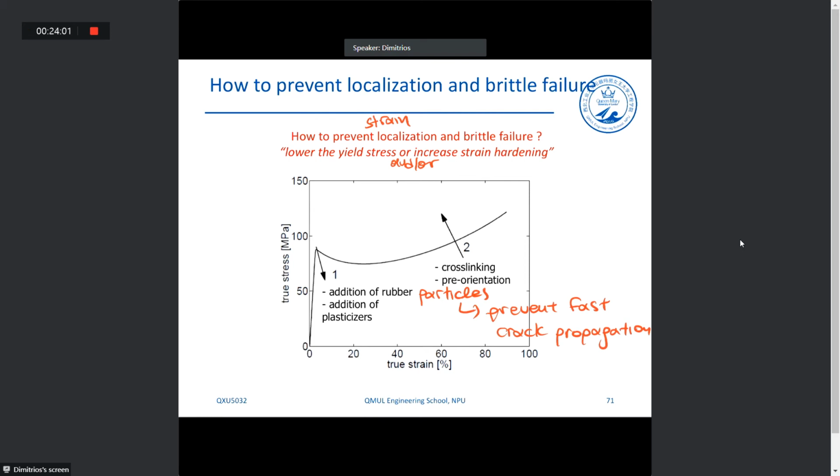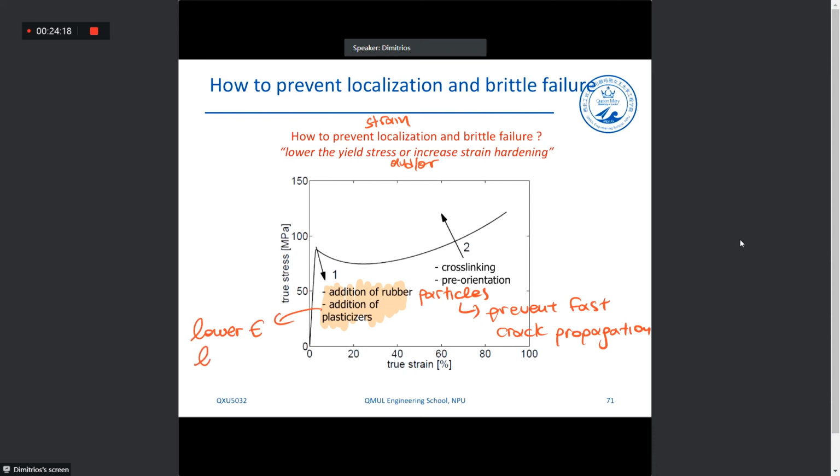However, by the addition of rubber particles and addition of plasticizers, we lose a couple of things. We lose essentially, we lower the modulus, and we lower the yield point of our material.